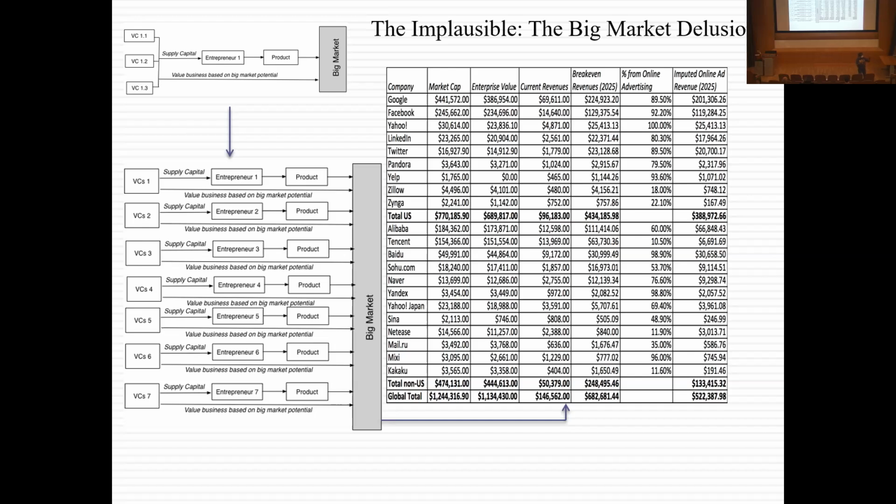If I take the valuations at each of these clusters and add them all up, what am I going to end up with? Too much of a value, right? It's a big market delusion, and it happens. It happens every single time.